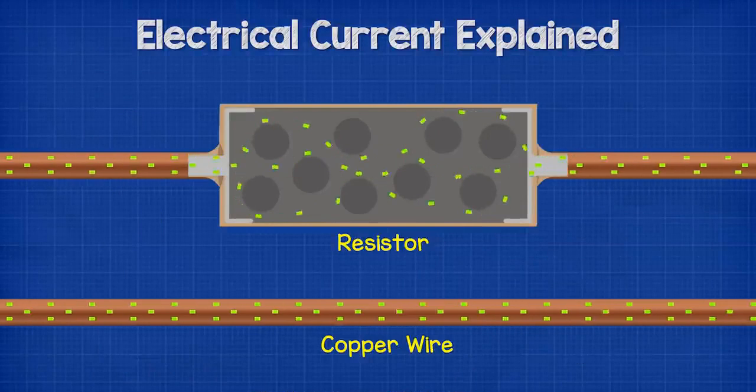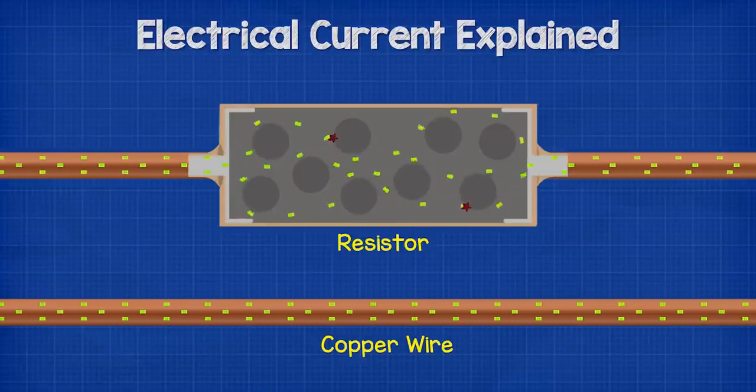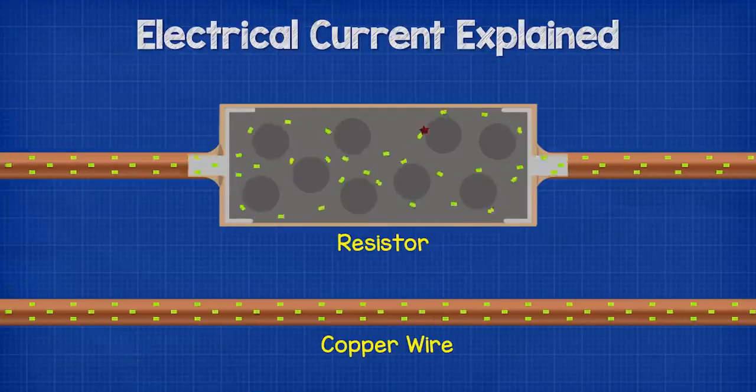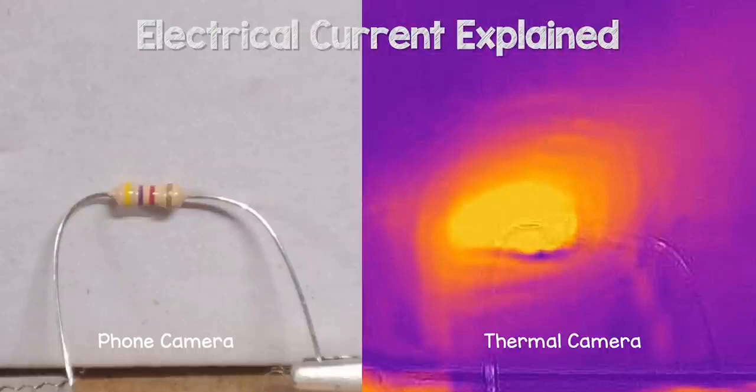The material makes it difficult for the electrons to flow through. The electrons are going to collide and waste energy, so we get a voltage drop. This wasted energy needs to go somewhere, so it leaves as heat. If we look at a resistor through a thermal imaging camera, we can see that heat leaving.